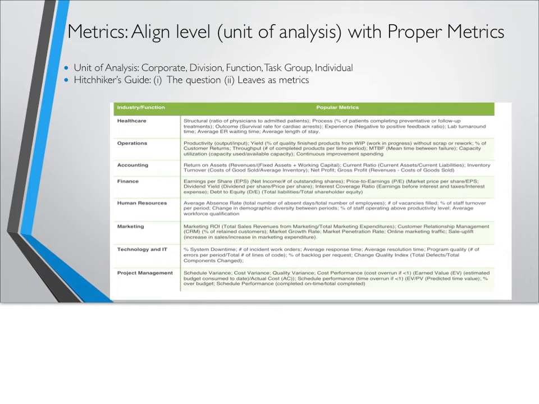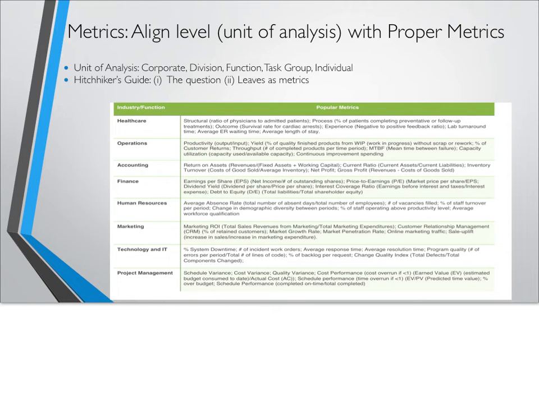In technology and IT, you have a variety of metrics such as percentage of system downtime, per number of incident work orders, average response time, average resolution time, program quality, which is number of errors per period divided by the number of total lines of code, percentage of backlog per request, change quality index, which is total defects divided by total components changed.